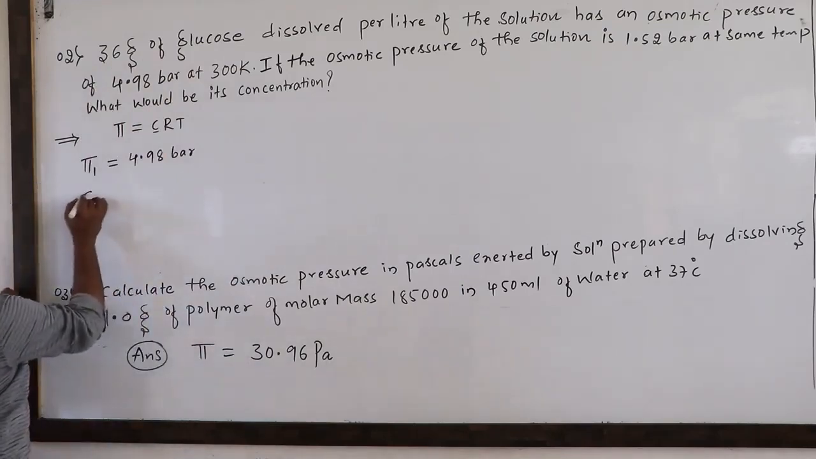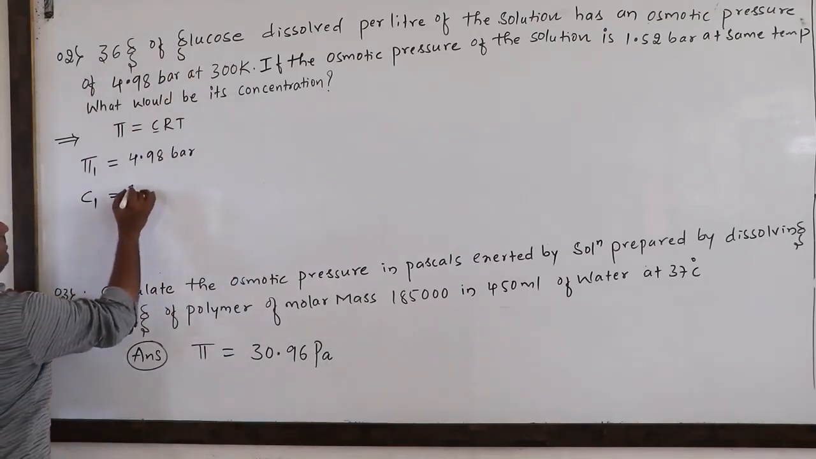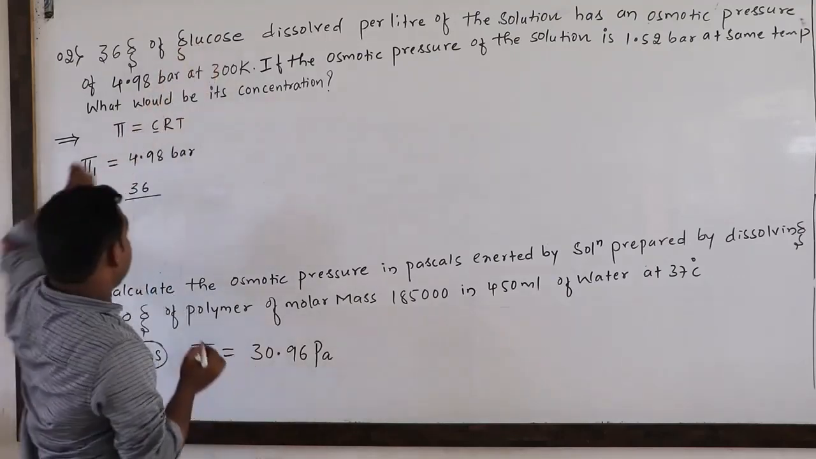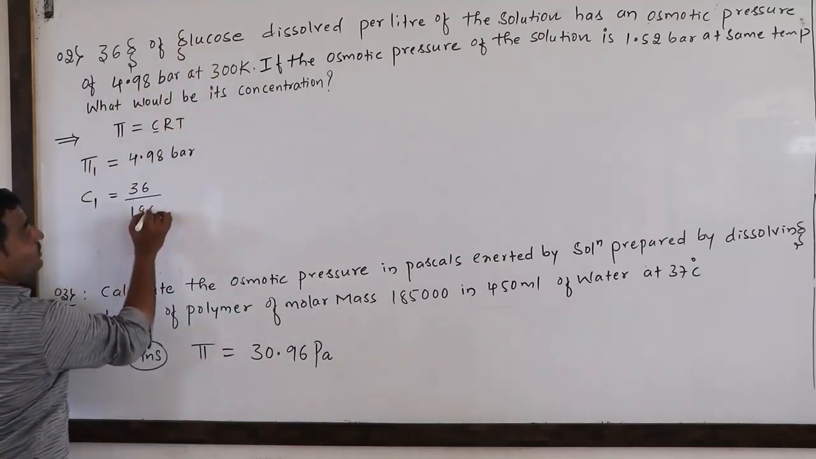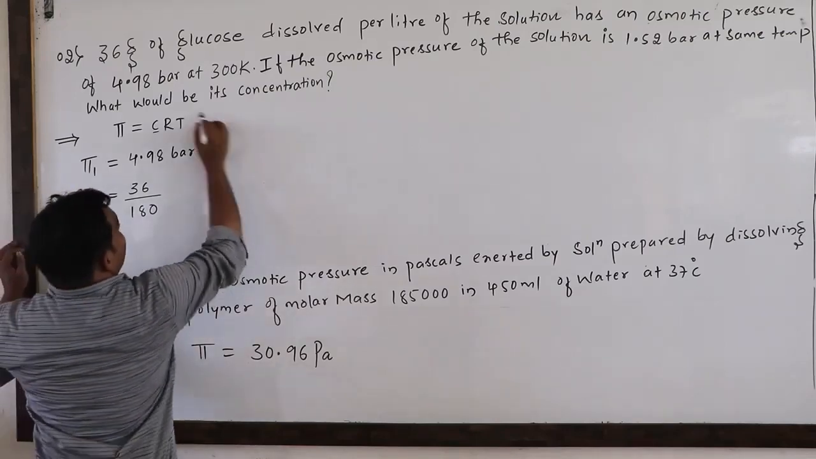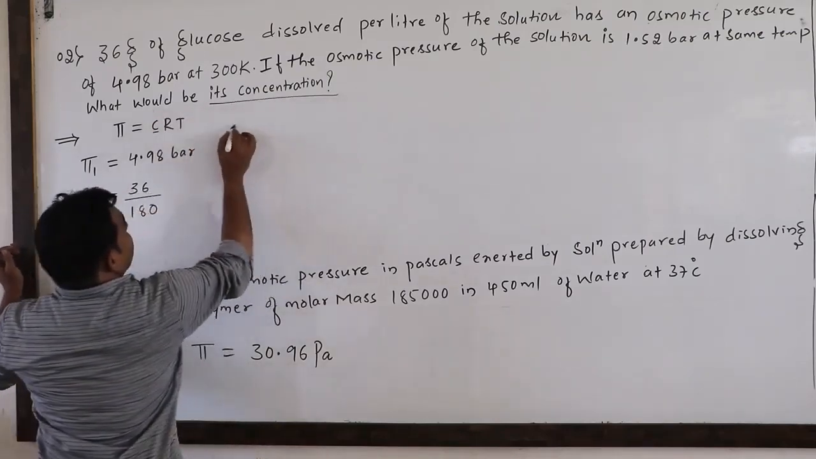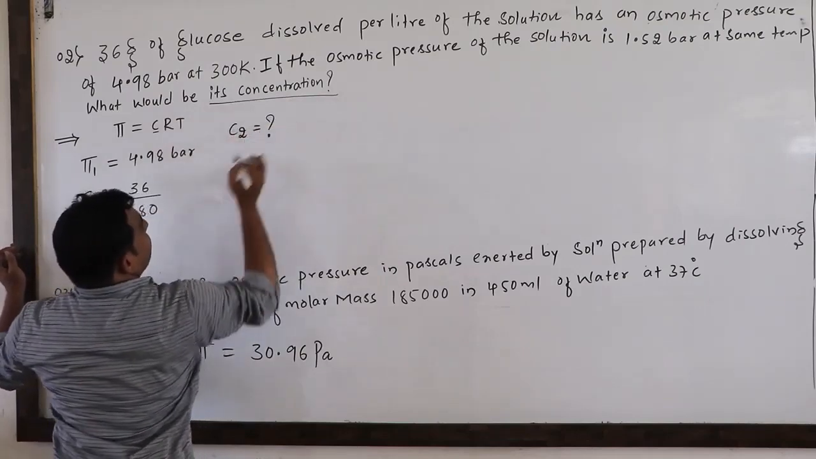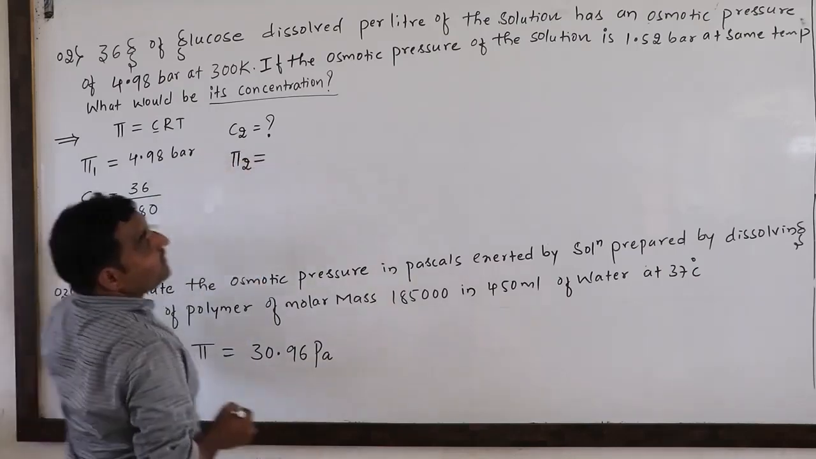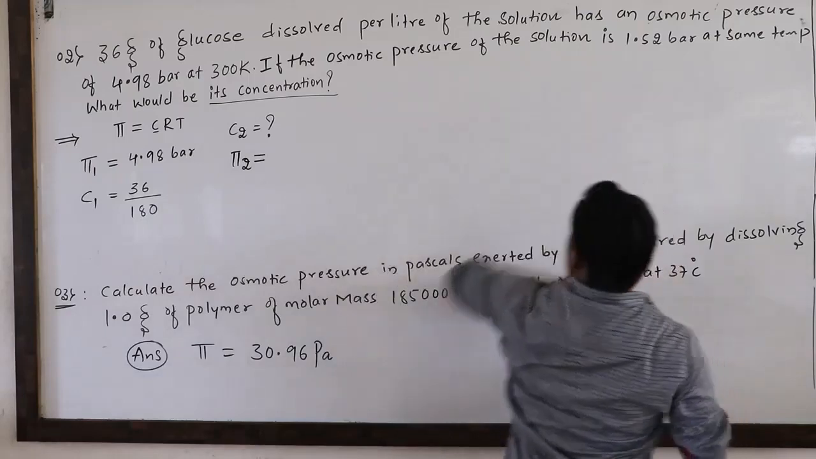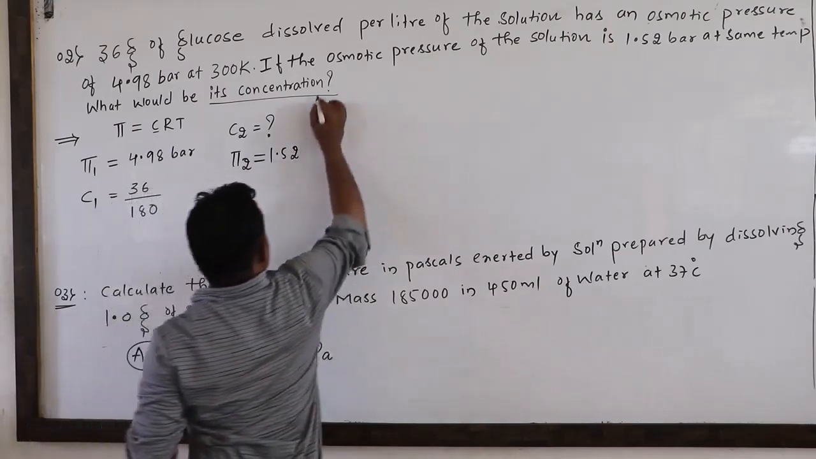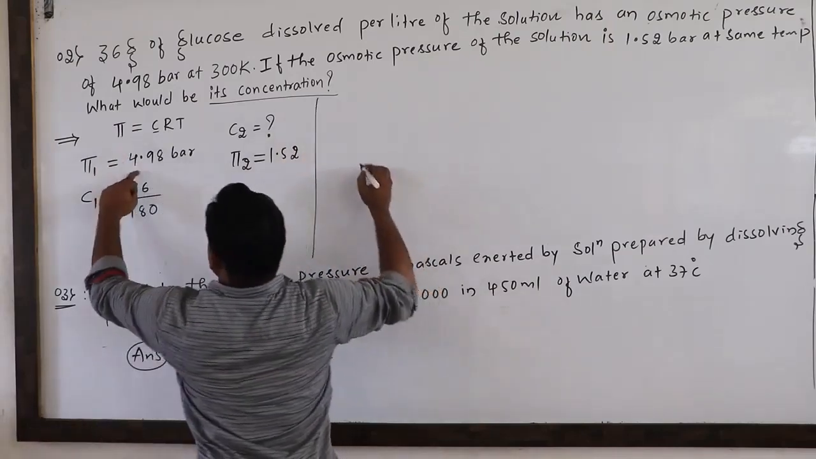Now how to calculate C or C1? Given gram, that is 36, divided by molar mass of glucose, C6H12O6, that is 180. 36 divided by 180. Now we have to calculate the concentration, C2 is equal to question mark. Osmotic pressure of the second solution they had given, that is 1.52 bar.